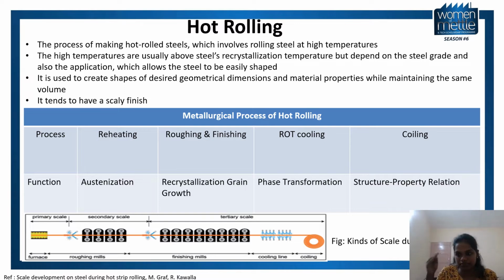And after the cooling process, we have the coiling process. That function is basically for the structure property relation. When the width is kept constant and the steel is rolled, the thickness is brought down, so automatically the length will be huge. So it's usually coiled and kept.